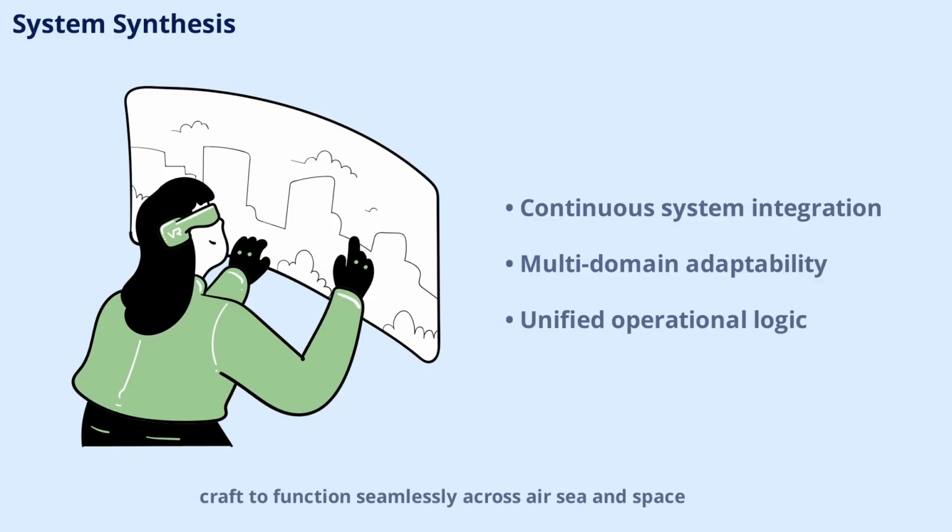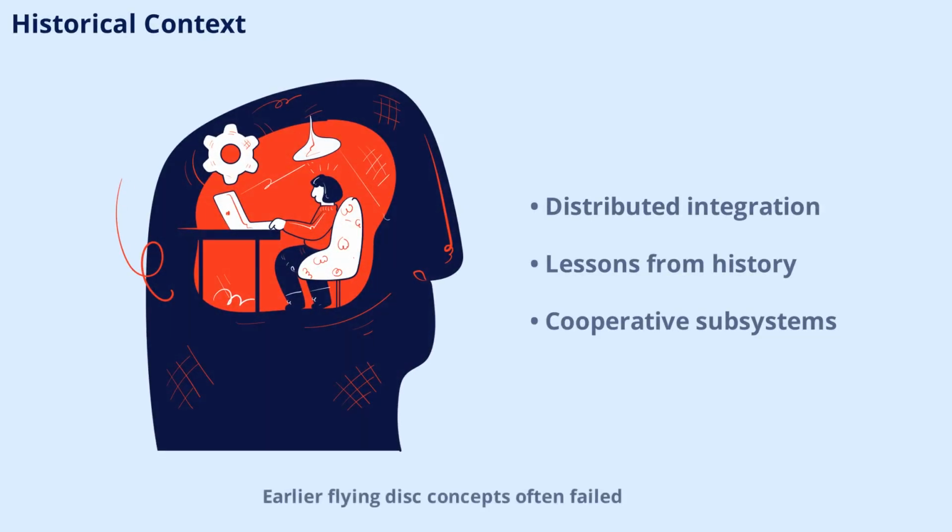This synthesis is what allows the craft to function seamlessly across air, sea, and space, adapting instantly to new challenges and environments. Earlier, flying disc concepts often failed because they treated each subsystem as independent. The Aetherion Discus, by contrast, is built on the principle of distributed integration. This approach draws from the lessons of past designs, combining electromagnetic lift, acoustic stabilization, and field propulsion into a single, cooperative system. The result is a craft that is both innovative and grounded in scientific tradition.